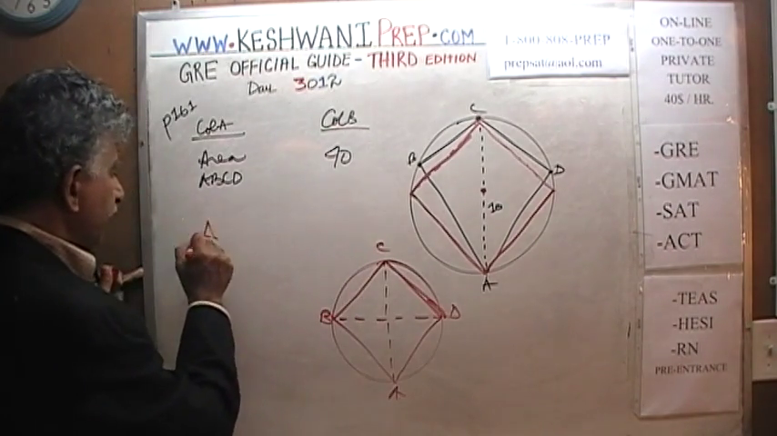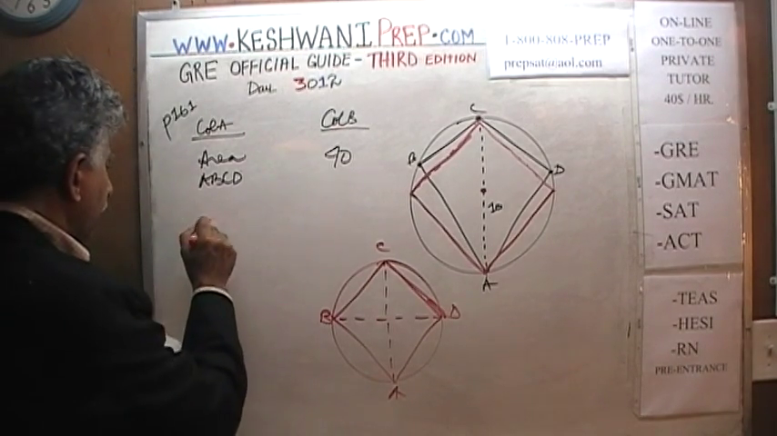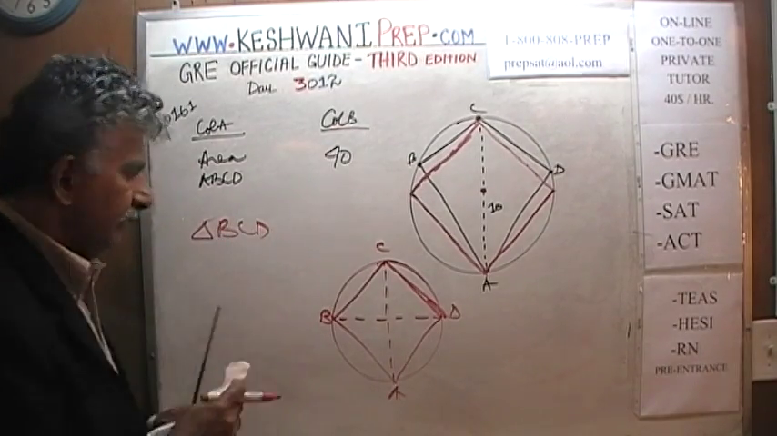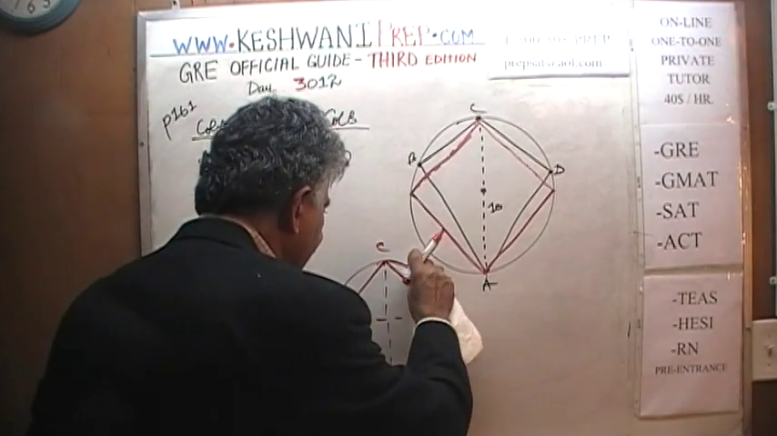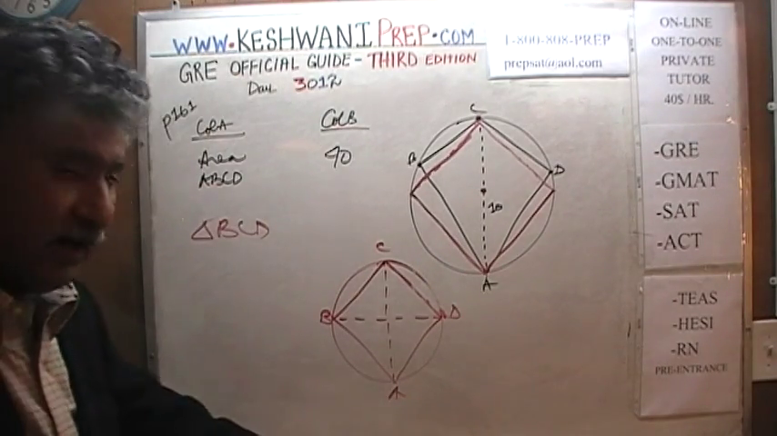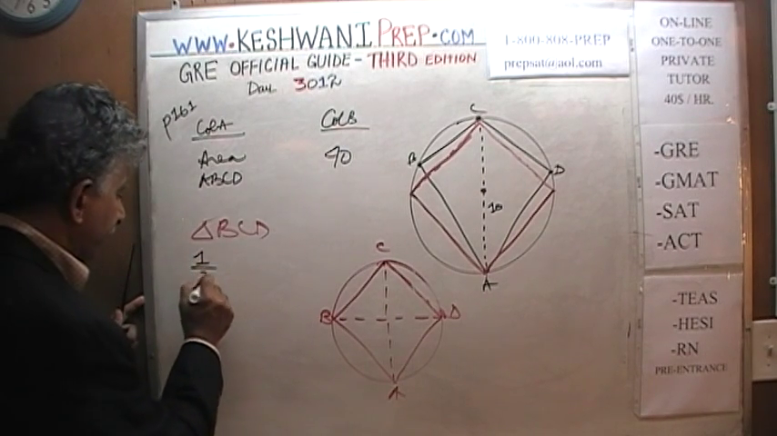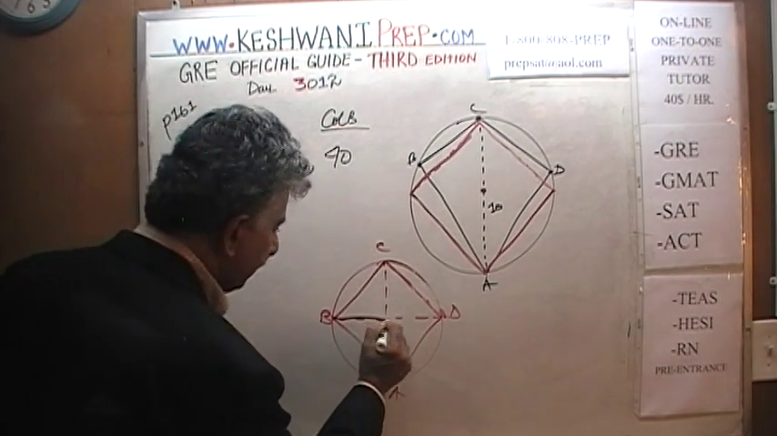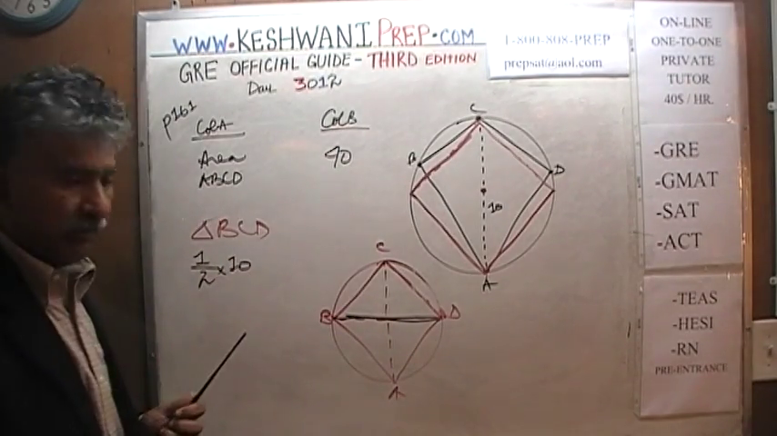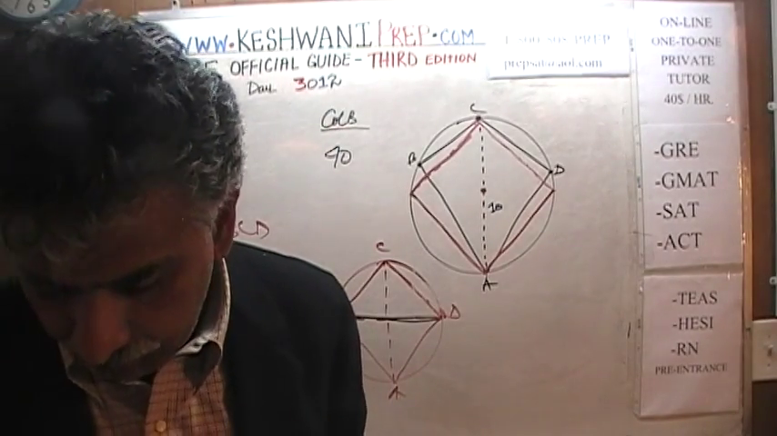Let's talk about the area of the triangle. Can we figure out the area of the triangle BCD in this case? Well, how do we find the area? Area is simply 1/2 base times height. The base is B to D, which is 10. Why 10? Because we are told in the problem the diameter of this circle is 10.